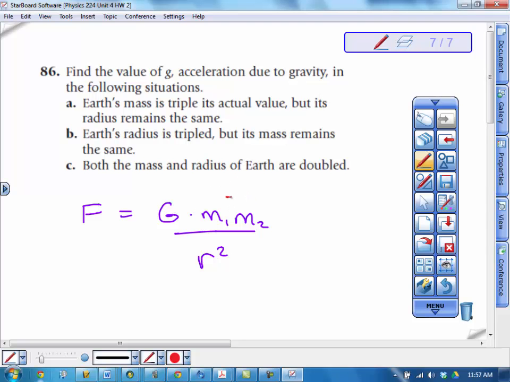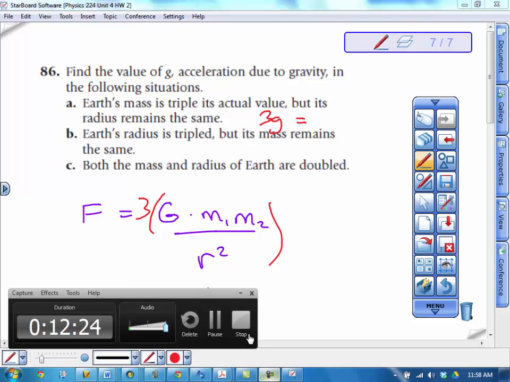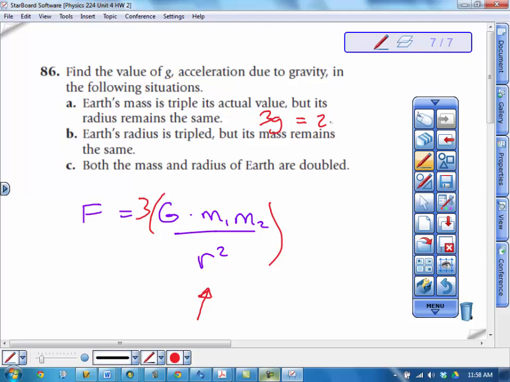If the mass is tripled, the Earth's mass, then we would multiply this by 3. And you can pull that 3 out front if you want, because multiplication is commutative, which means order doesn't matter. And you can see here's the original force of gravity, and if the mass is tripled, then the new force is 3 times as much. So we'd say 3 times g. So the value of g would be 3g, or 3 times 9.8, which is about 29.4 meters per second squared.